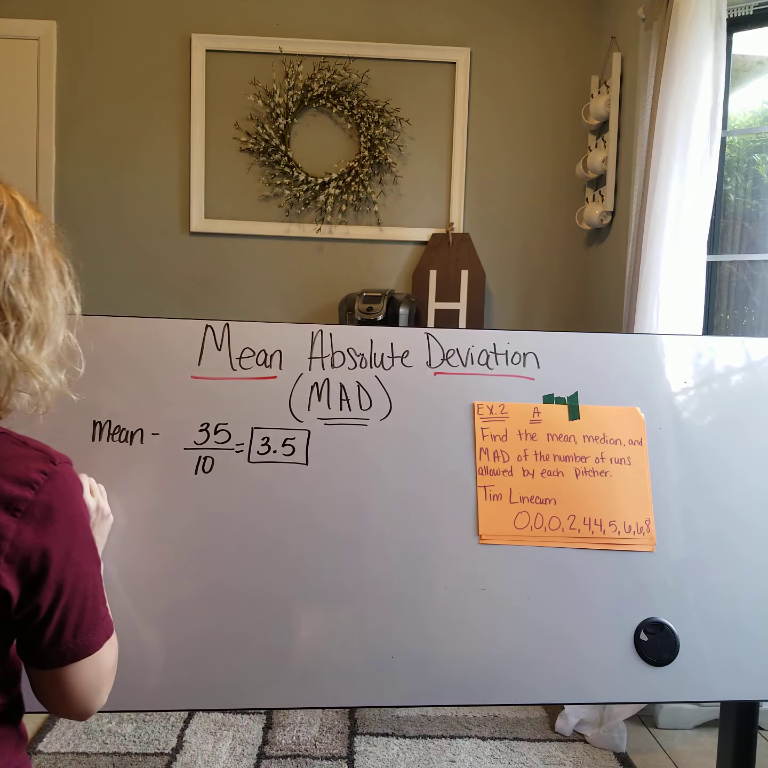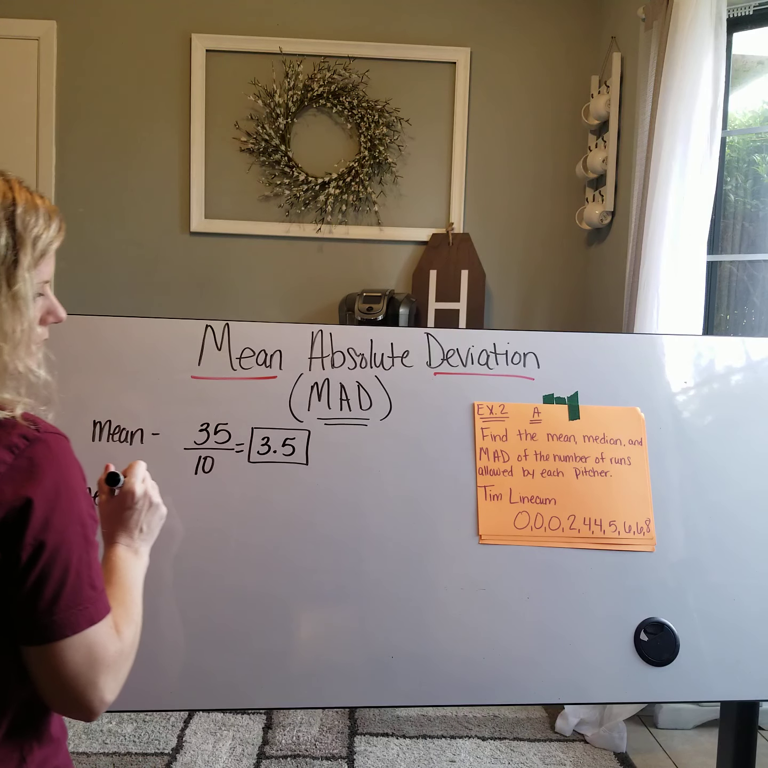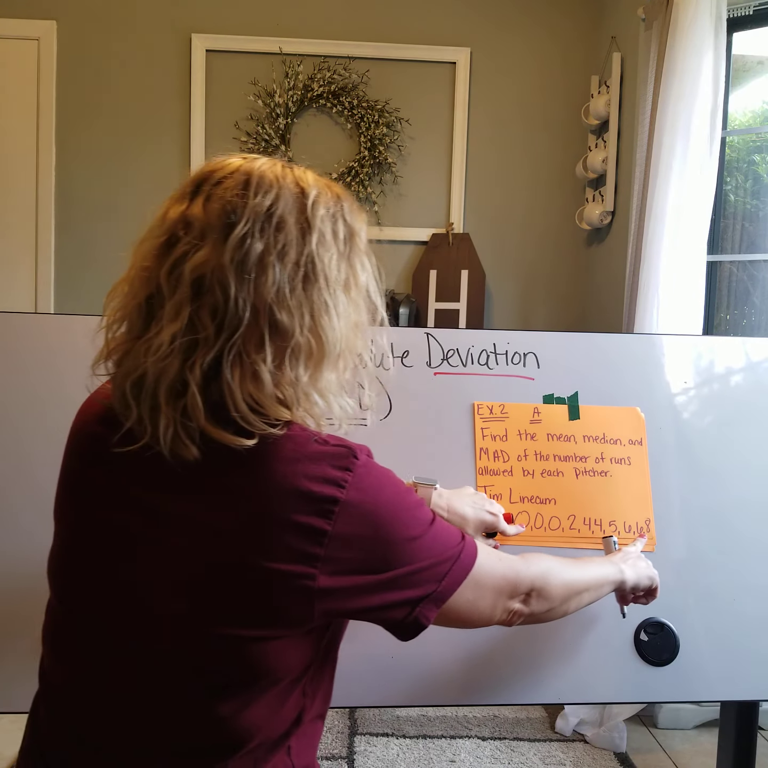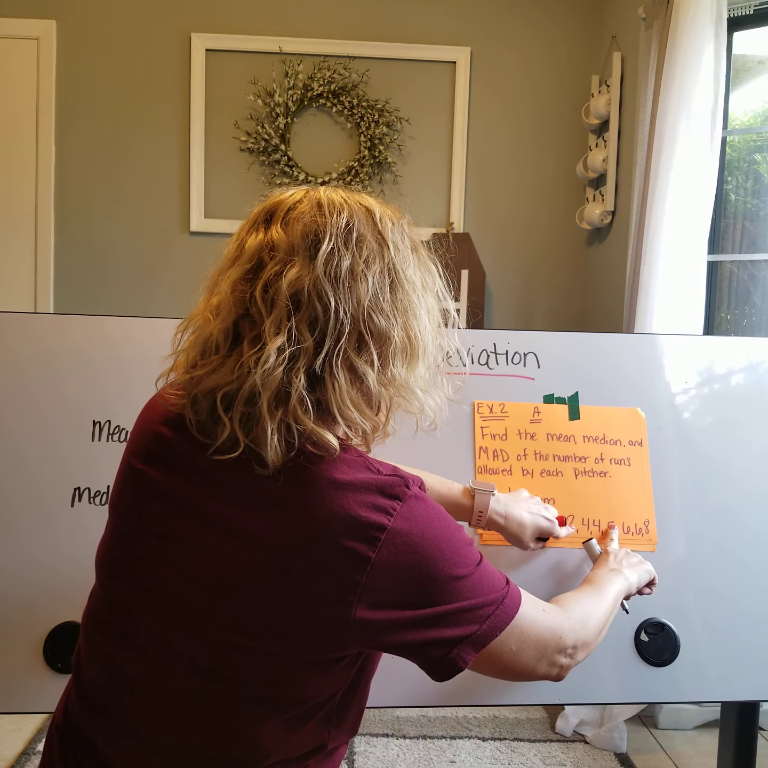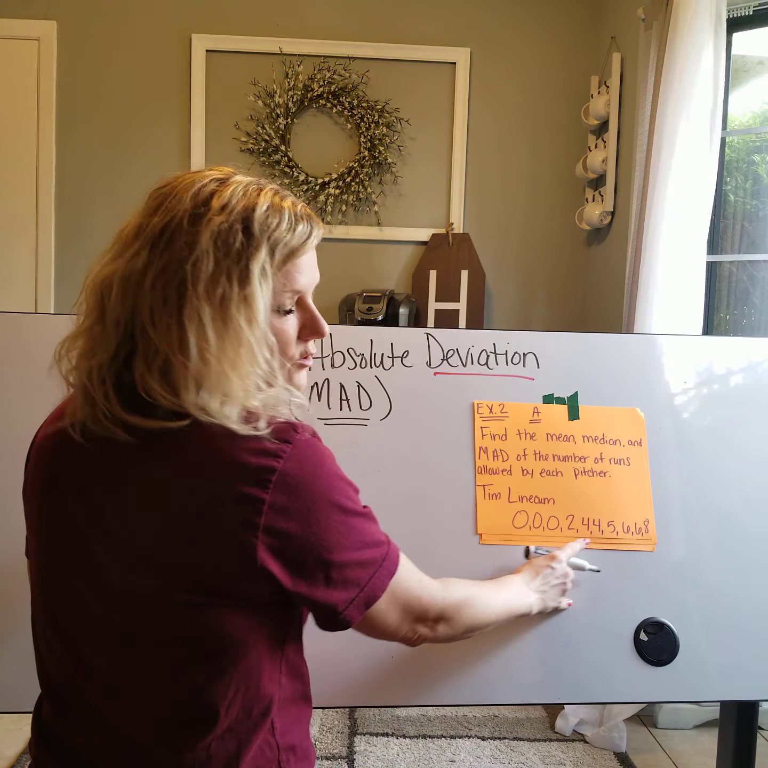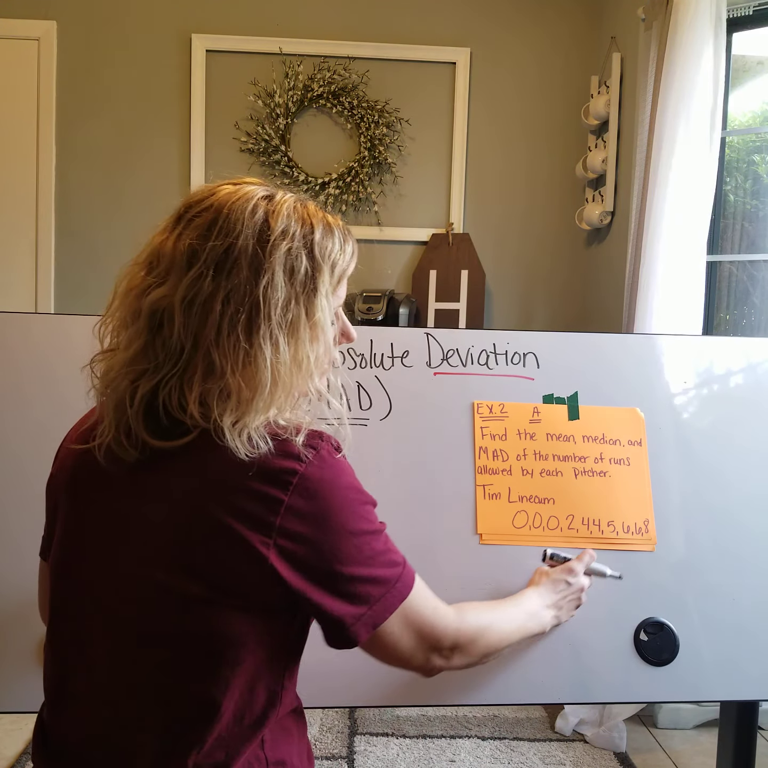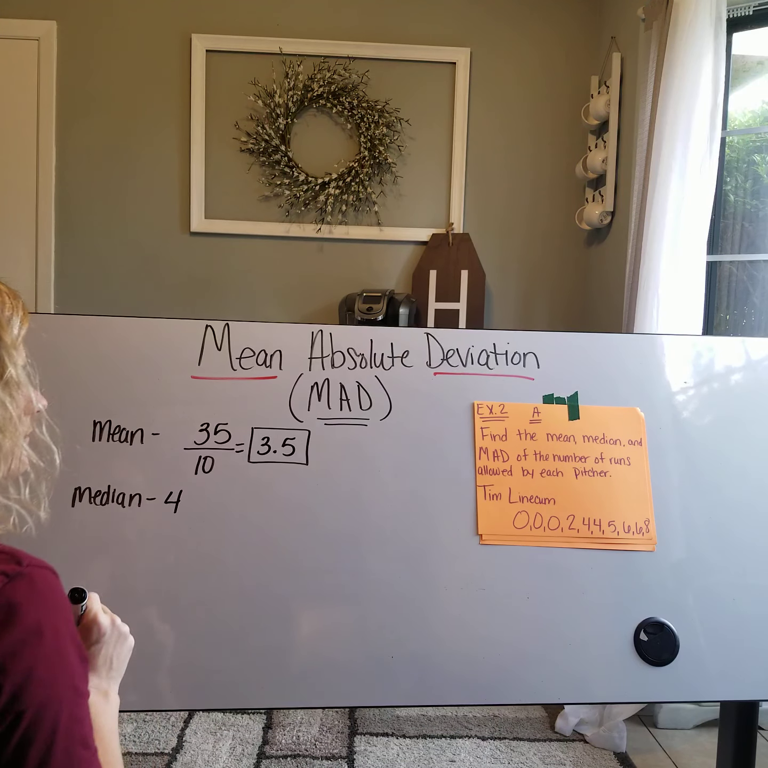Okay, the median. Remember, the median is in the middle. So if we have 10, we're just going to go in. Okay, 1, 2, 3, 4, and then our 4s are right in the middle. Normally, if there were two different numbers, you just take the average of those. But since it's 4 and 4, our median is 4.